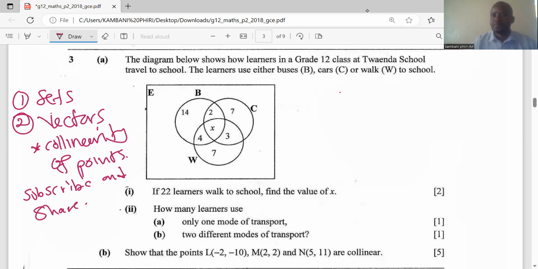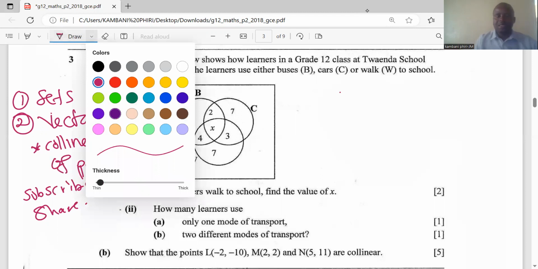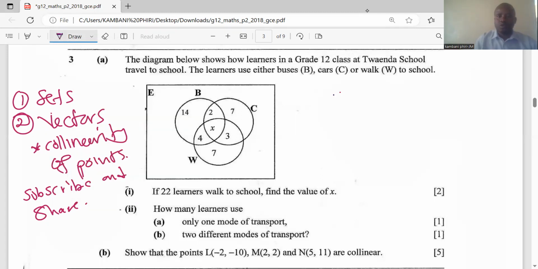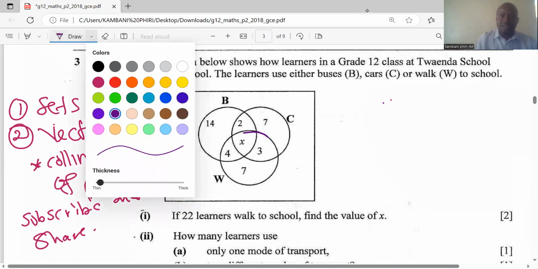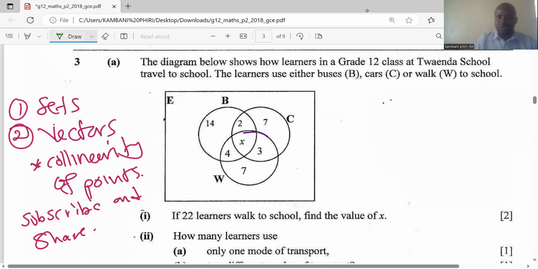So let's look at a very simple question. We are saying the diagram below shows how learners in a grade 12 class at Twaenda School travel to school. The learners use either buses, cars, or walk to school. Those are the three modes of transport. So if 22 learners walk to school, this is the set for the learners that walk to school. If 22 of them walk, find the value of x.